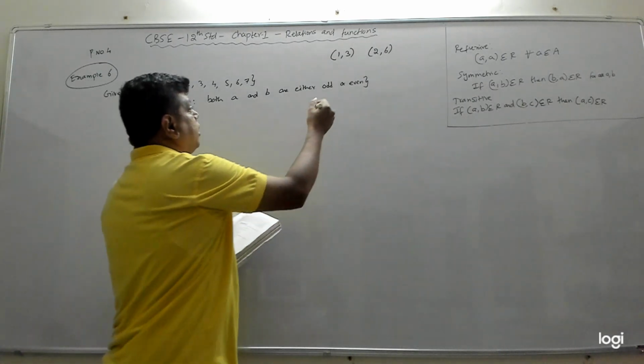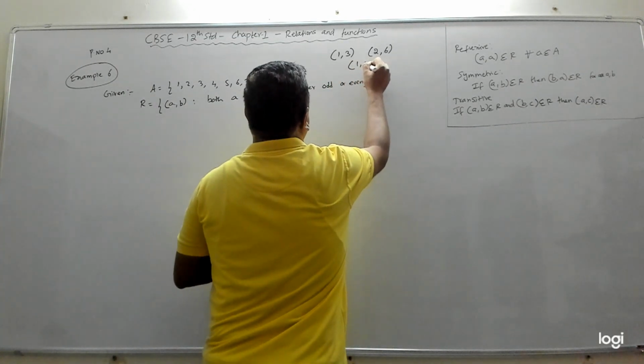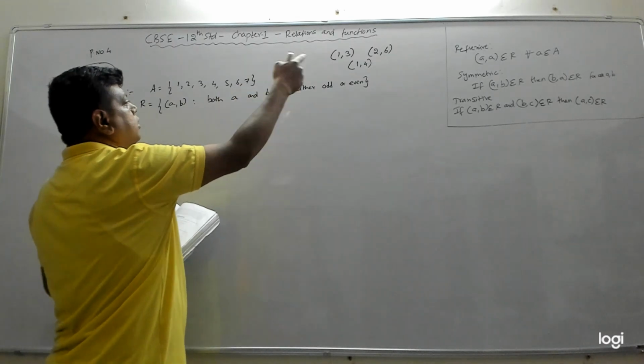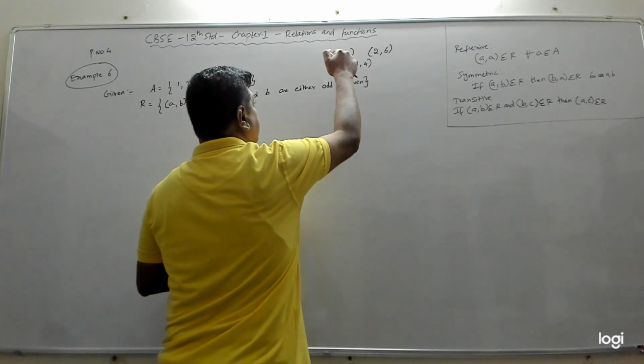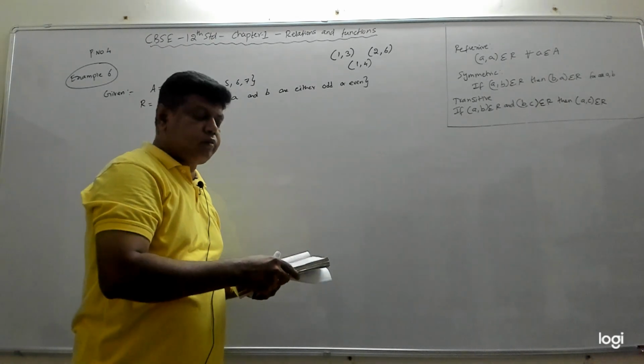So you cannot have an element like (1, 4). (1, 4) will not be in this set because 1 is odd, 4 is even. Both have to be either odd or both have to be even. Only then they are related. So that's how the definition of the relation is.